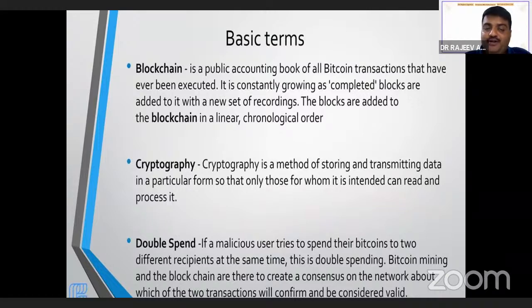So Bitcoin mining and the blockchain are there to create a consensus on the network about which of the two transactions is to be confirmed. So whenever I make a transaction for A and B, only one transaction will get confirmed and only one person will be paid that 1 rupee that I have.